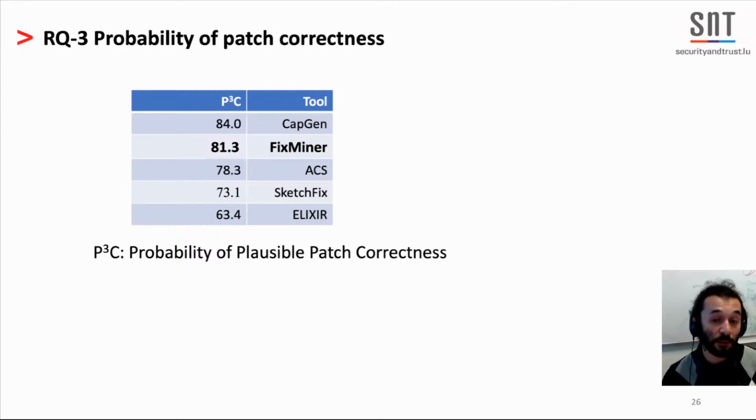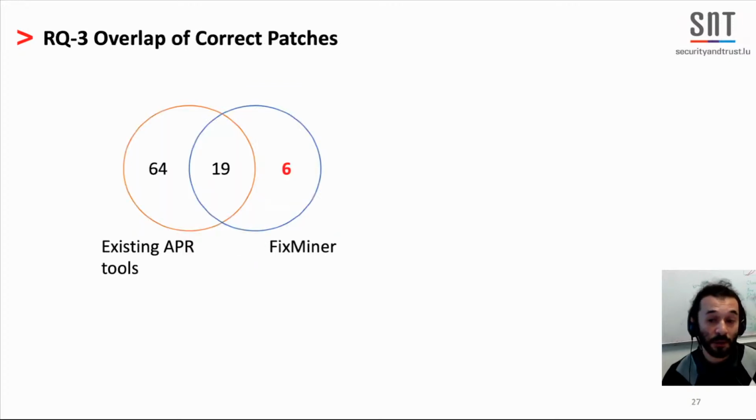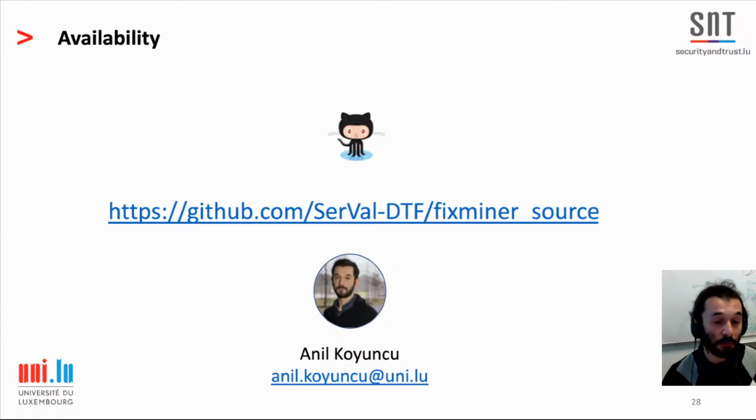The high performance of FixMiner, along with CapGen, which is also another context-aware tool, confirms our intuition that code context is useful. And finally, we check the overlap of the patches that we generate in our system against all the other tools. We find that FixMiner can fix 6 bugs that are not fixed by any other tool. This also somehow confirms our intuition about mining different patterns that are not seen before. So we release our tool on our GitHub page and all the data to replicate it. If you have any questions, I'm glad to answer.